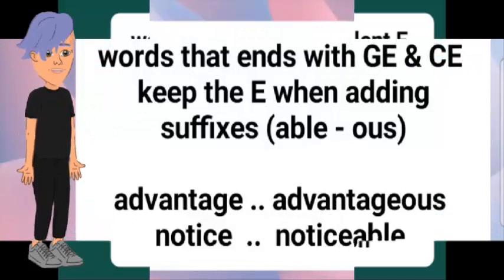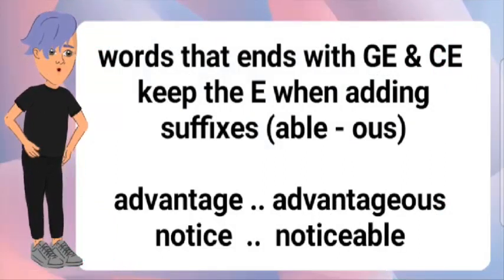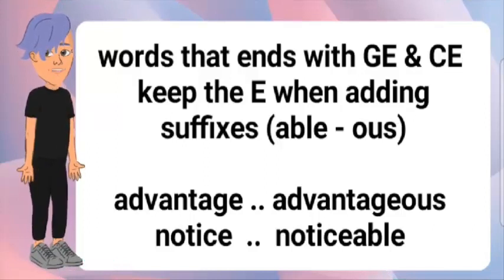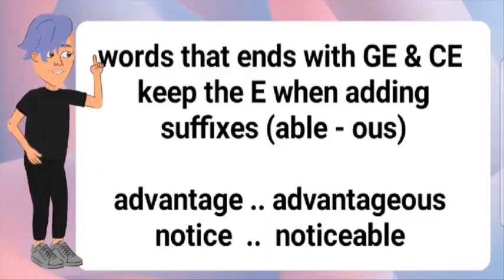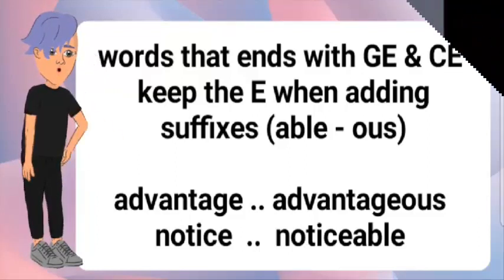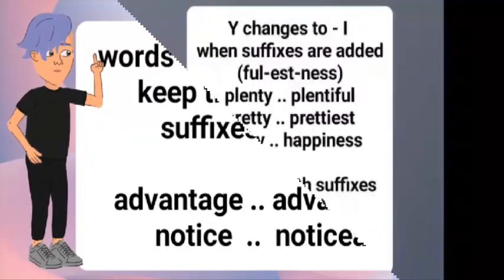Words that end with GE and CE keep the E when you add suffixes like able or OUS. Example, advantage, advantageous. You see the E stayed. Notice, noticeable. The E stayed at the end of notice, we didn't omit it. So it's not a disappearing E.